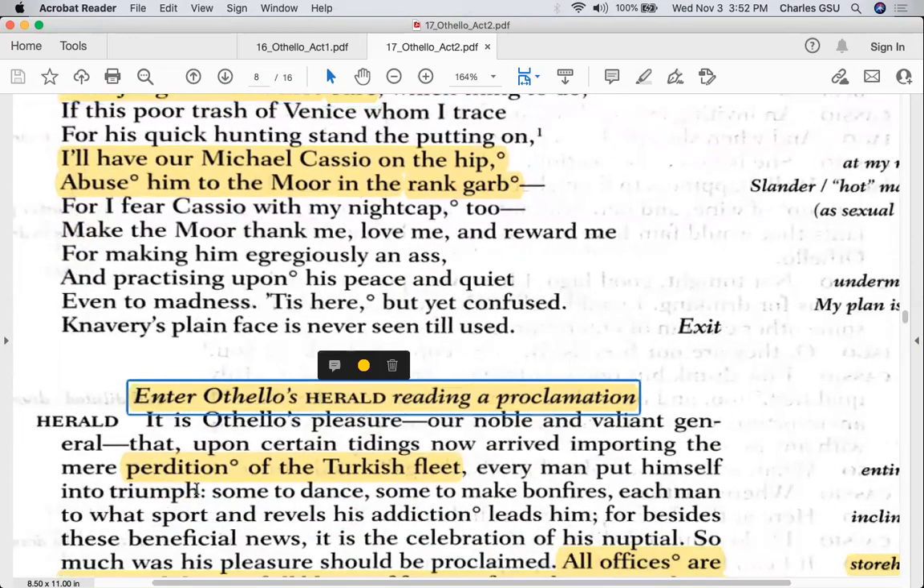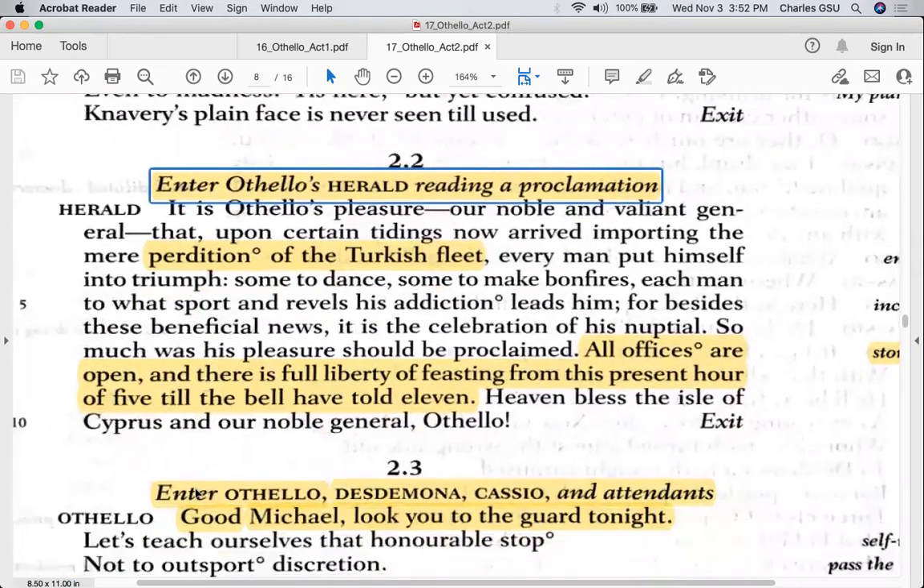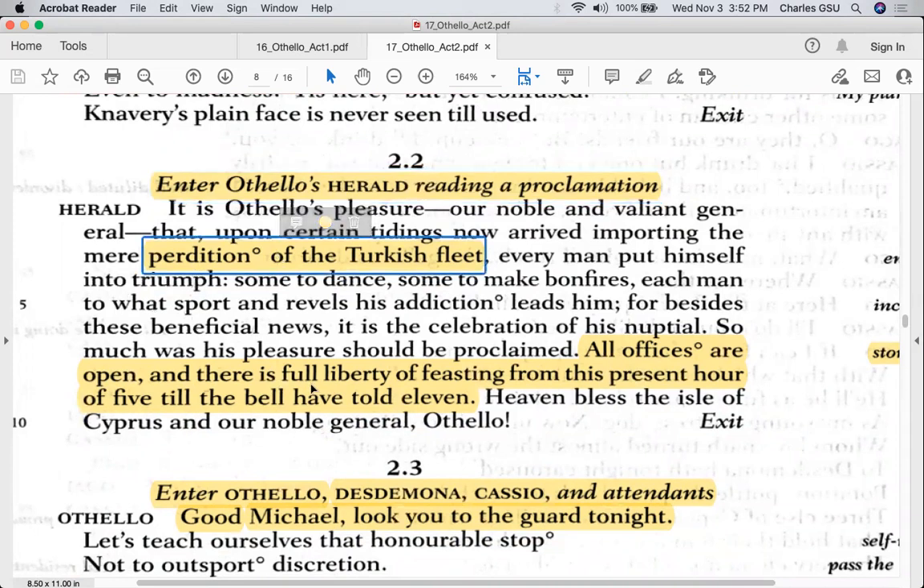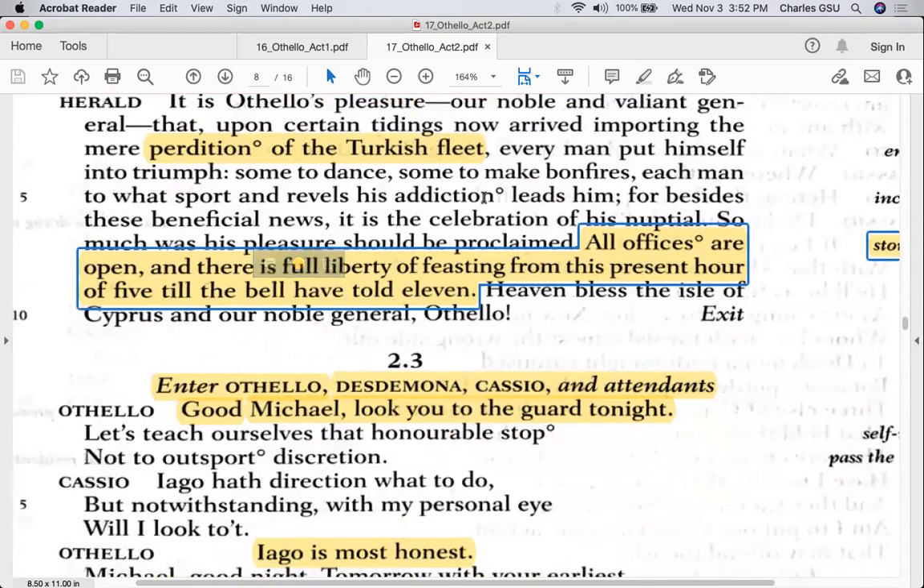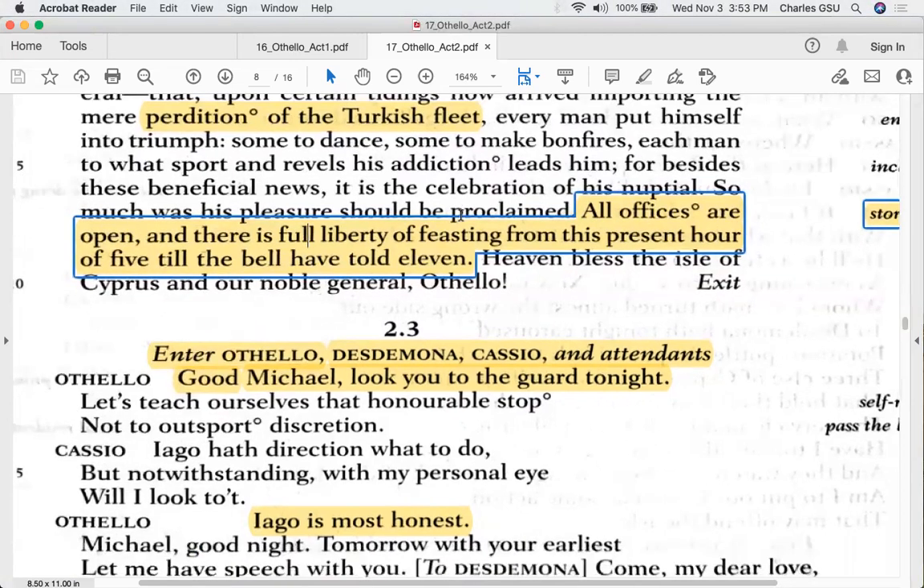So here in Act 2, Scene 2 is where there's brief information that, because the Turkish fleet is drowned, there's going to be basically a party, or as it says here, a liberty of feasting from this hour till 5 in the morning, right? That's important to know because there's already chaos brewing, not only with the weather, but with Iago's machinations. And now we're going to have a party. And when people are drinking, things often go awry.